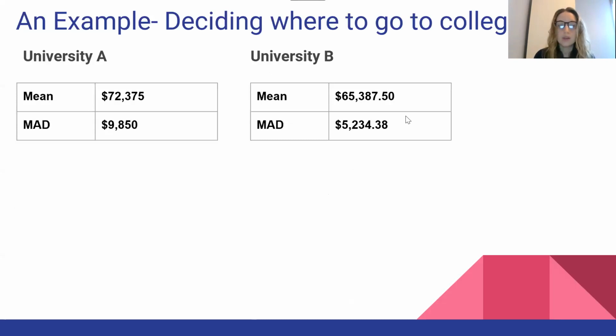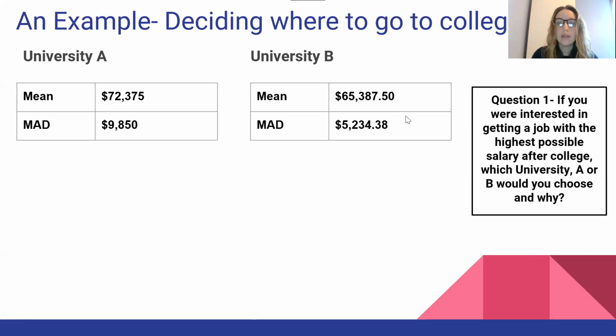Now though, let's go ahead and analyze that data, and let's say that we took the mean or average of each data set and we also calculated the MAD, which you see here. So for University A, the mean or average salary was $72,375 and the MAD was $9,850. And then for University B, the mean or average was $65,387.50 and the MAD was $5,234.38.